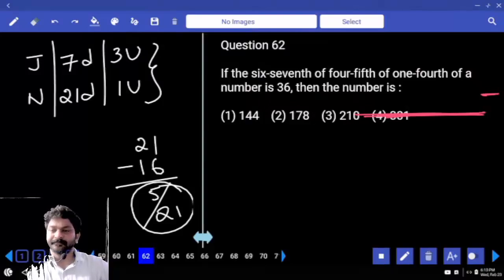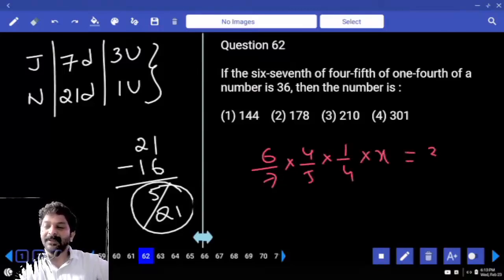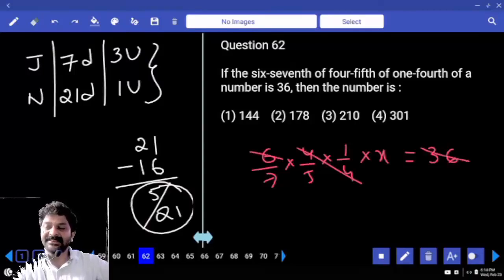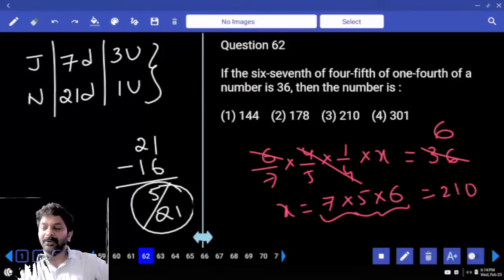Then if 6/7 of 4/5 of 1/4 of a number is 36, we were asked to calculate the number. 4 gets cancelled. 6 on the right-hand side 36, cancellation 6 times. So X is equal to 7 into 5 into 6, 6 into 5 is 30, 30 into 7 is 210.